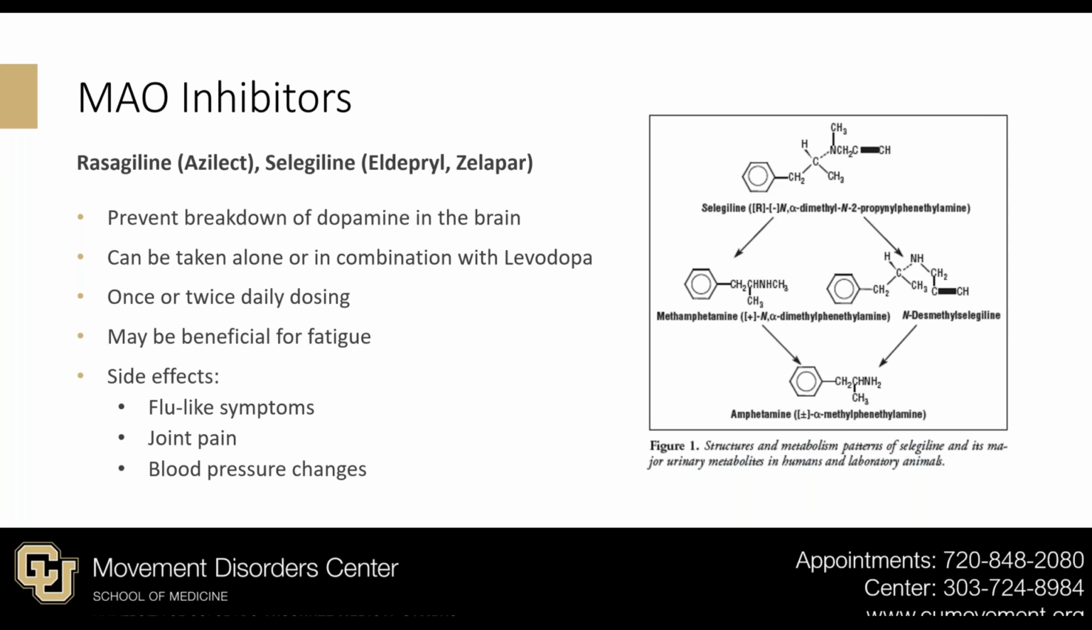Unlike the COMT inhibitors, which you have to use with the Sinemet, this is sometimes used for people who are just starting off. They don't really want to start Sinemet or three-times-a-day dosing. They can just take this medication, and it lets their natural reserve of dopamine, which is less in Parkinson's but still there, sit in that pool a little bit longer. So there's once or twice daily dosing.